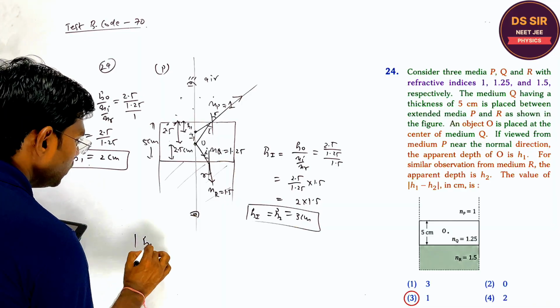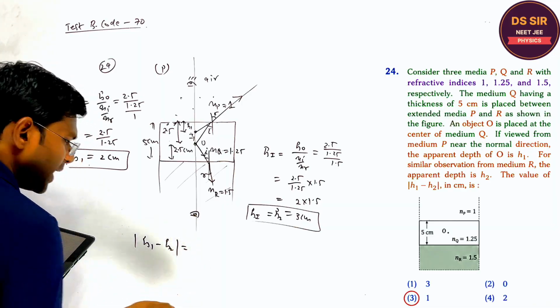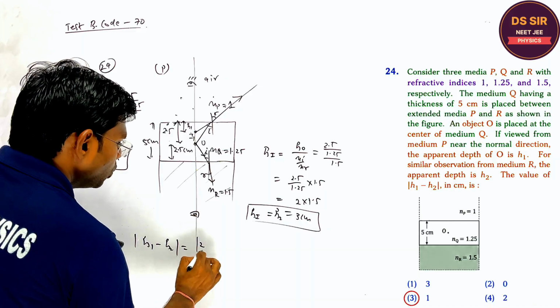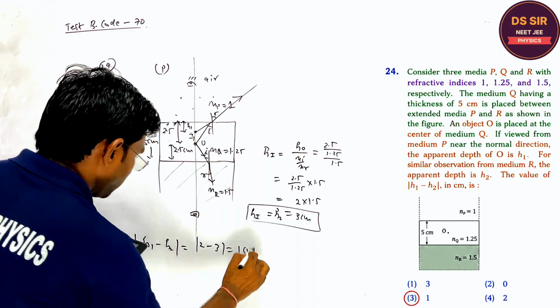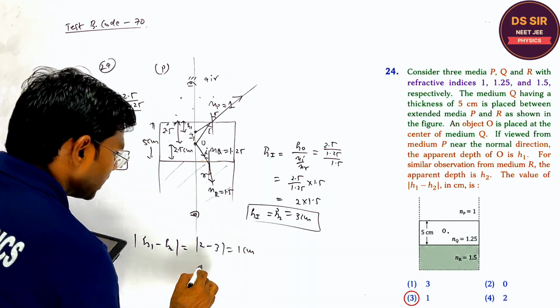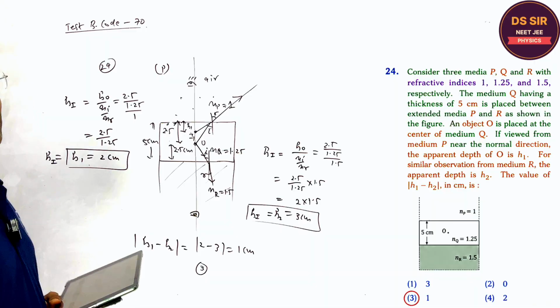They are asking the value of h1 minus h2, the magnitude. So it is 2 minus 3, which is 1 centimeter. So which option is the correct option? Third option is the correct option.